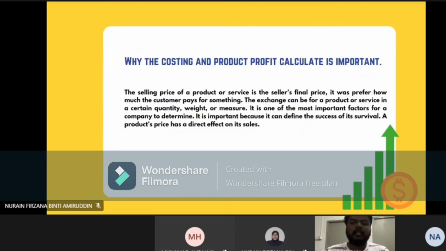Why is costing and product profit calculation very important? The selling price of a product or service is the seller's final price. It refers to how much the customer pays for something. The exchange can be for a product or service in a certain quantity, weight, or measure. It is one of the most important factors for a company to determine the profit. It is important because it can define the success of its survival. A product price has a direct effect on its sales.